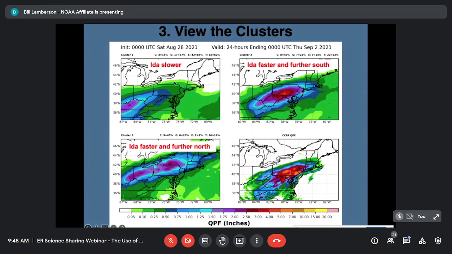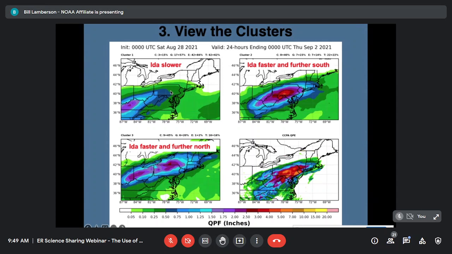So looking at cluster 1, that was that cluster that had IDA slower. And if you look at the actual QPF field, you can see that it has most of the heavy precipitation held back and over Kentucky, Tennessee, and the Ohio River Valley. Now, for each of these 3 cluster plots, the top here kind of shows this relative support among the various ensemble members. So for here, we have 3 Canadian ensemble members, which is 15% of the Canadian ensemble, 17 GEFS members, which is 57% of the GEFS ensemble, and 42 European ensemble members, which is 84% of the European ensemble, for a total of 62 members, or 62%. So at the time, this was the most favored solution.